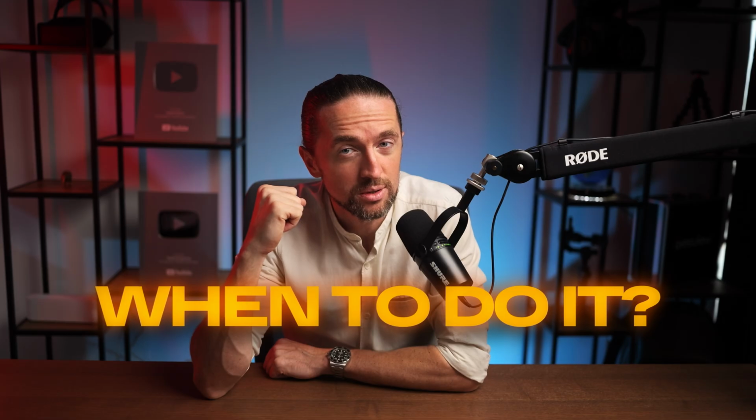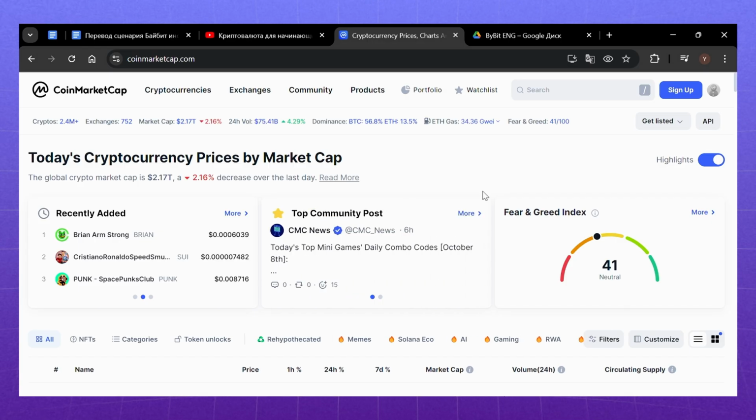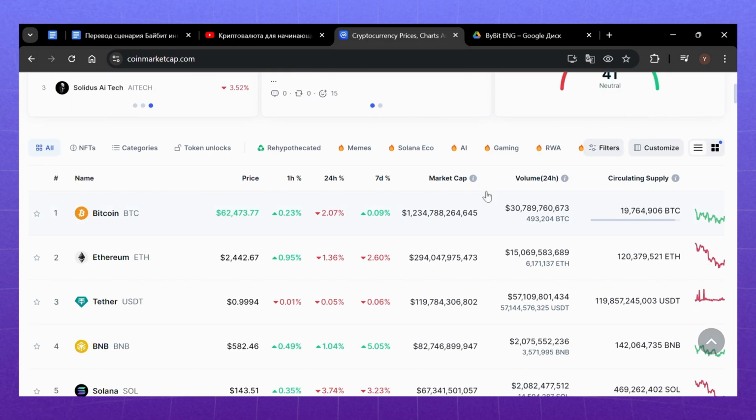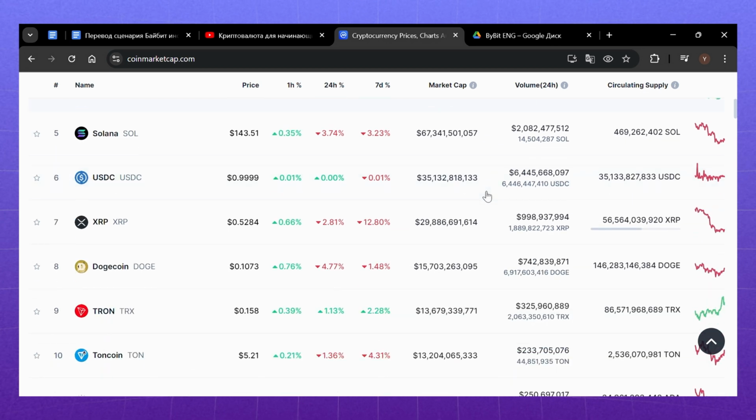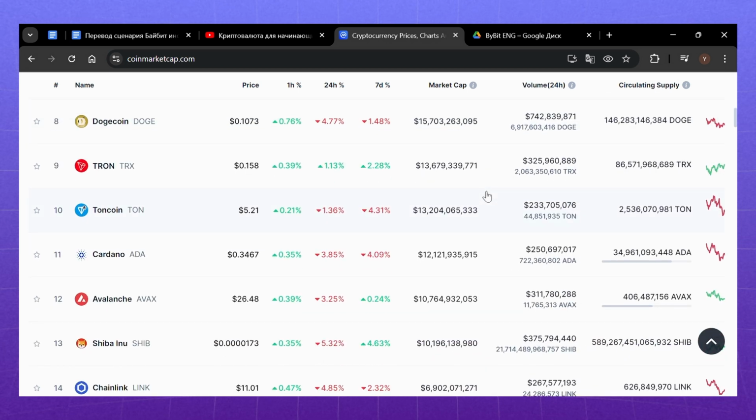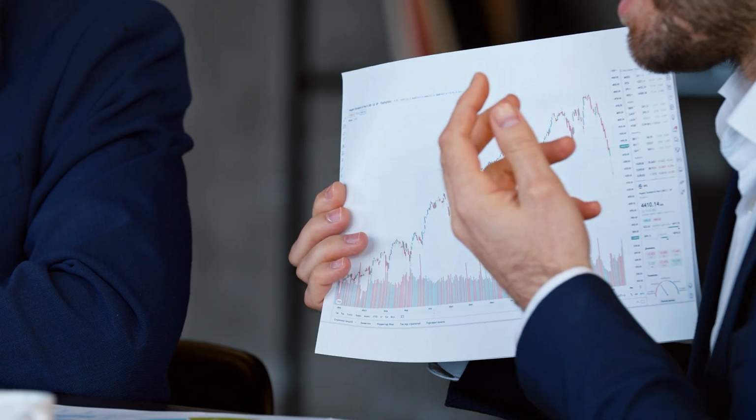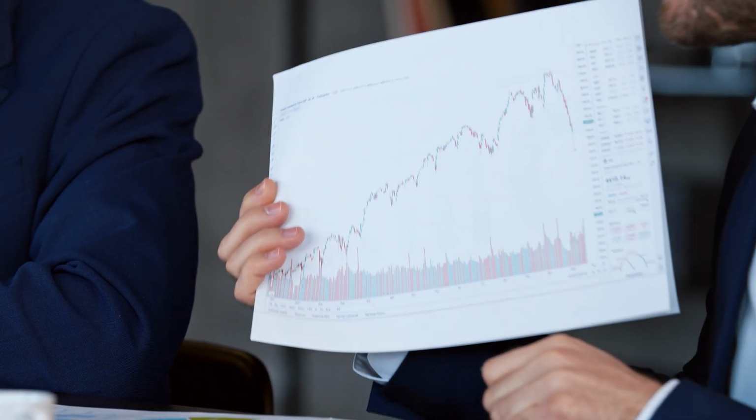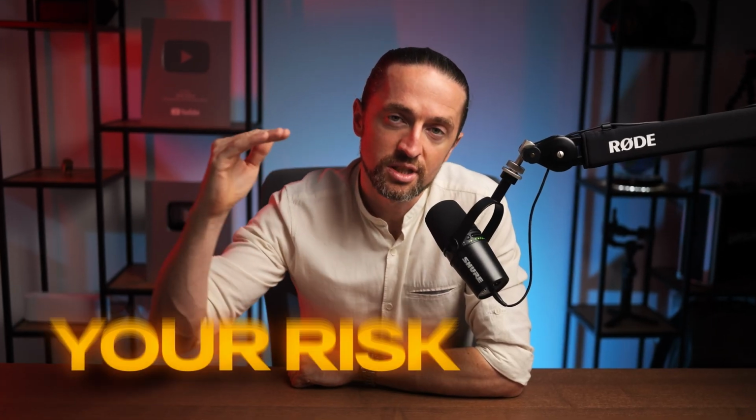How do we know what to buy, sell, and when to do it? For this, we go to the CoinMarketCap website. Here, there is a list of cryptocurrencies with their current prices and history. The top 10 coins are the most stable and reliable. This doesn't guarantee they won't drop in price, but it greatly reduces your risk.